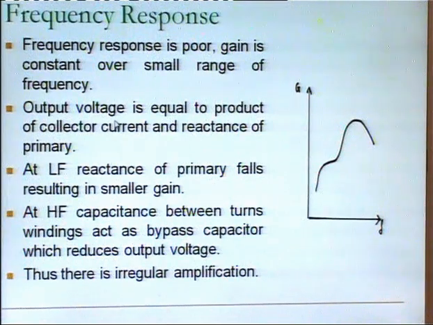Now, the frequency response of the transformer coupled amplifier is very poor because the gain is constant for only a small part.